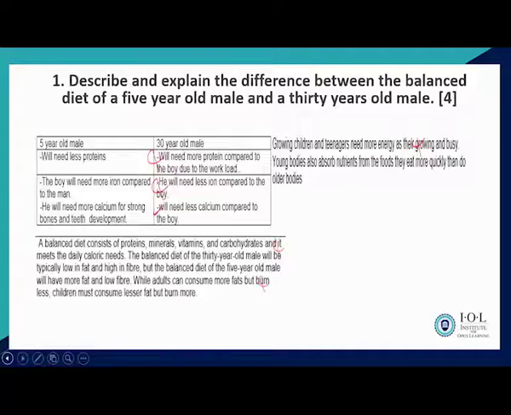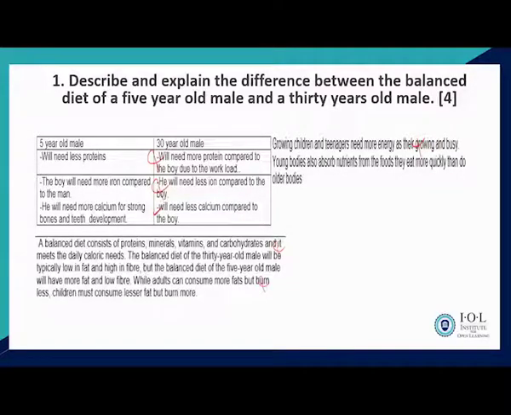Example number 1, describe and explain the difference between the balanced diet of a 5-year-old male and a 30-year-old male. I have 3 samples of answers from the previous students. Student 1 made a table, I like that, and is comparing. The student is saying the 5-year-old male will need less protein, while the 30-year-old male will need more protein compared to the workload they are doing. Protein is not directly linked to the workload one is doing.